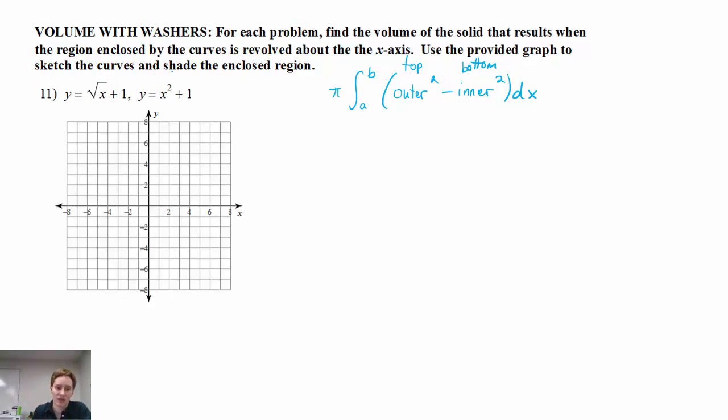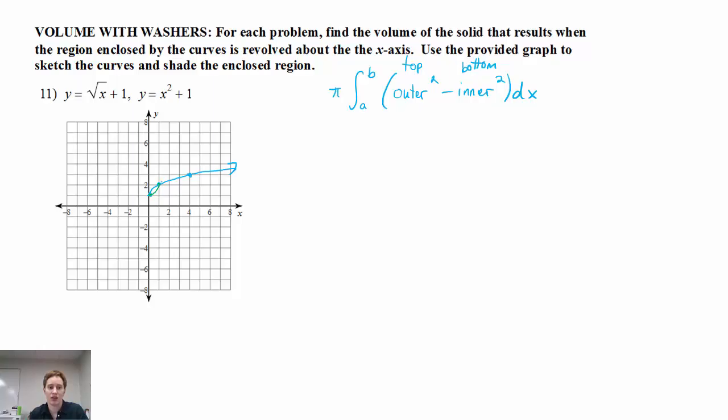So we want to graph these two equations. Sorry, I couldn't find my cursor. We want to start at 1, then go this way. That's our square root function. And then we've got a parabola that starts at 1 and goes up.